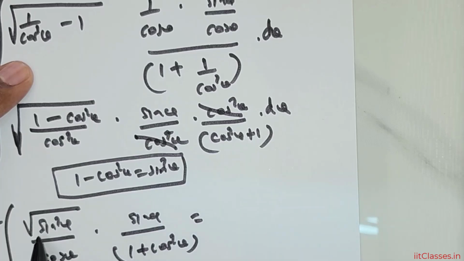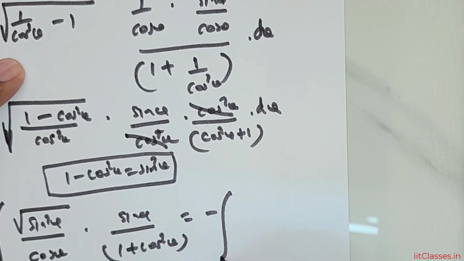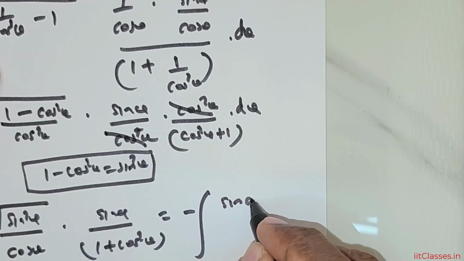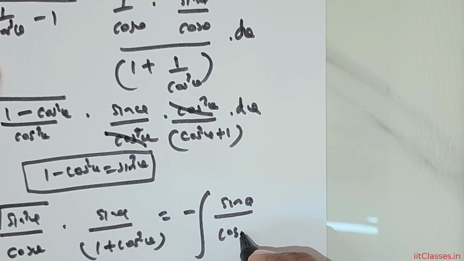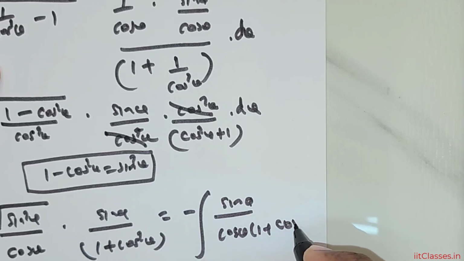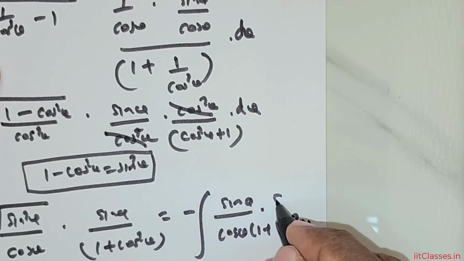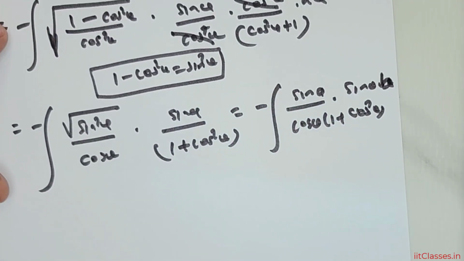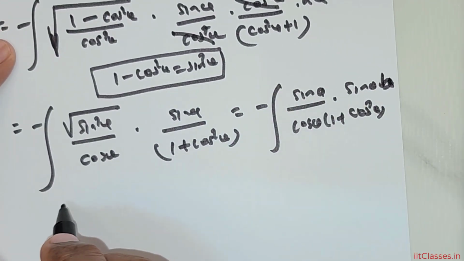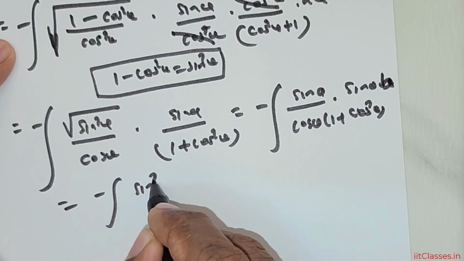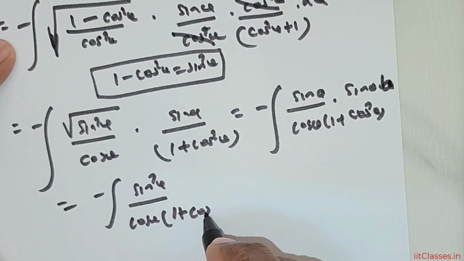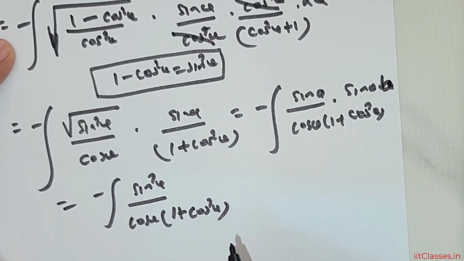I would say we have got sin theta, with the square root removed. So you have sin theta there divided by cos theta multiplied with 1 plus cos square theta. You already have another sin theta times d theta. Okay, so sin theta can be multiplied. You get sin square theta divided by cos theta times 1 plus cos square theta.